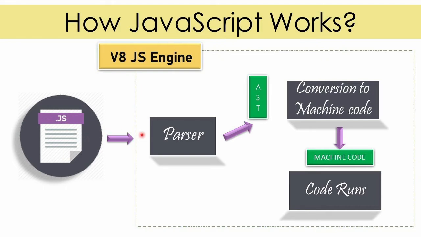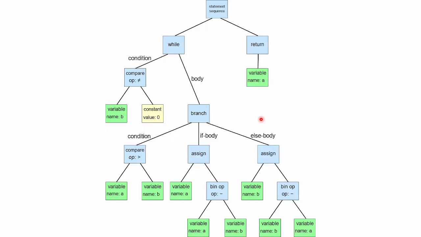When it gets to the JavaScript engine, it first gets parsed, and as a result, AST gets created. It's a syntax tree. Now, how it looks like, let's see it. This is how it looks like. When we write some code, we write in a very, what I can say, structured manner.